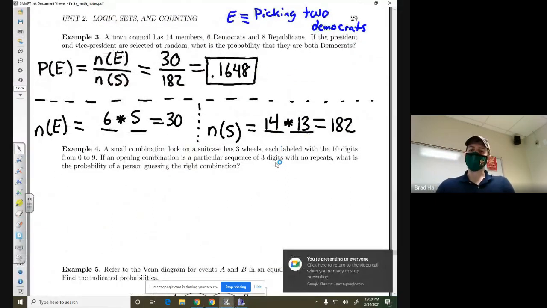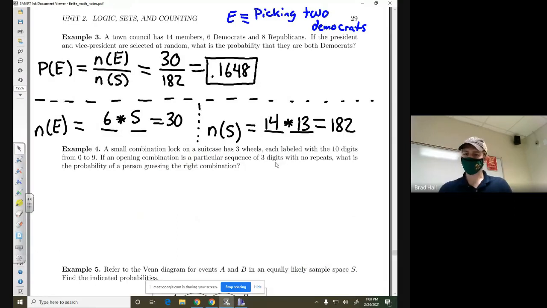All right, this example 4 may look familiar, except now it's just 1 less wheel. It's 3 wheels now. Still the same situation as we saw in the previous section though, 10 digits from 0 to 9. If an opening combination is a particular sequence of 3 digits with no repeats, what's the probability of a person guessing the right combination? So in the previous section, the way they worded it was the number of combinations possible. Here they're asking for the probability of guessing the right combination. This problem may be a little bit tricky if you overthink it.